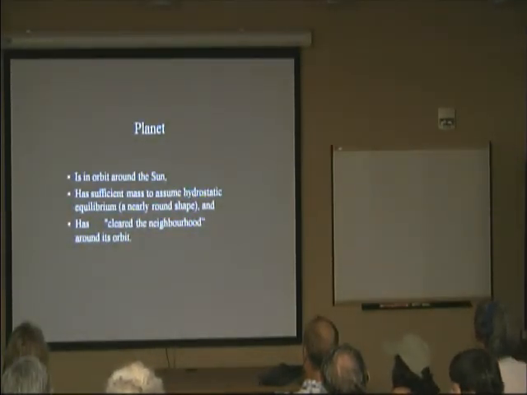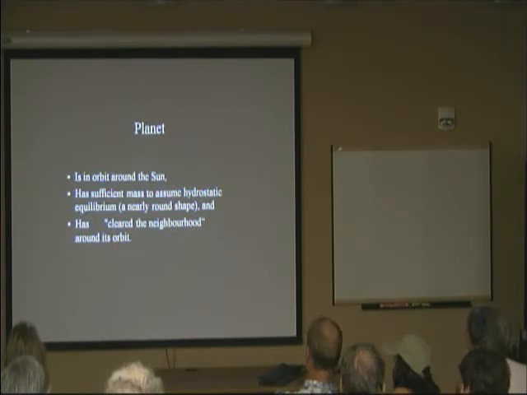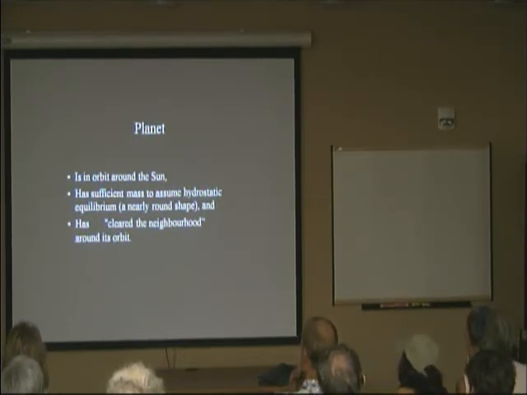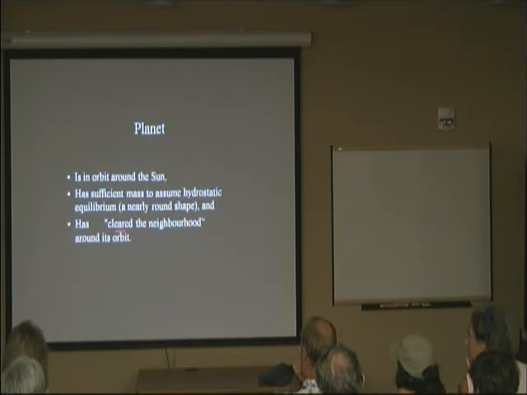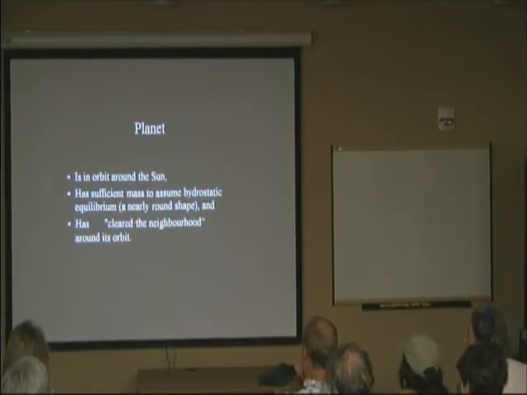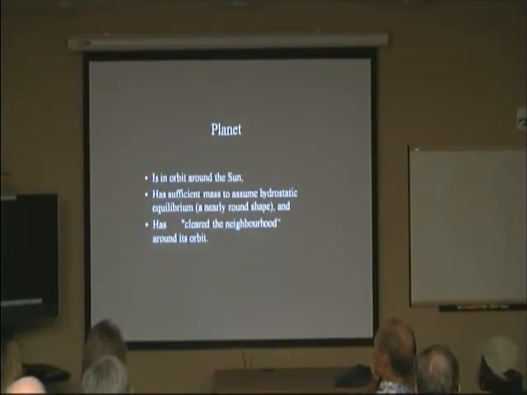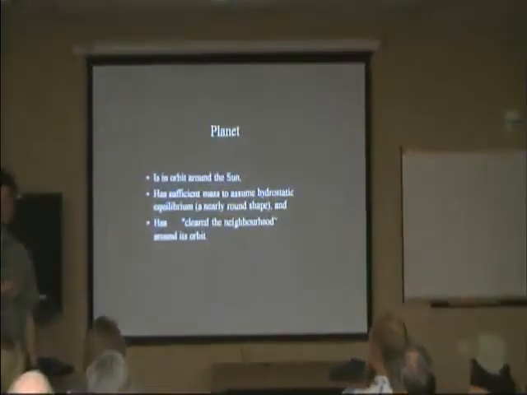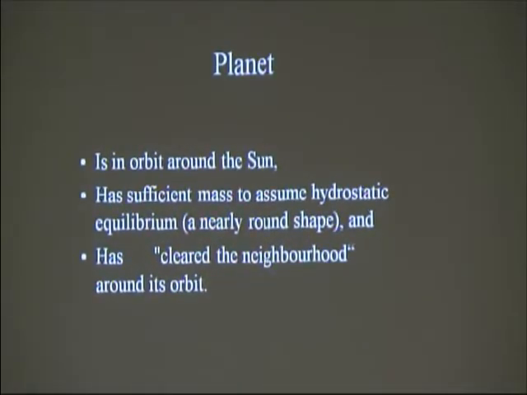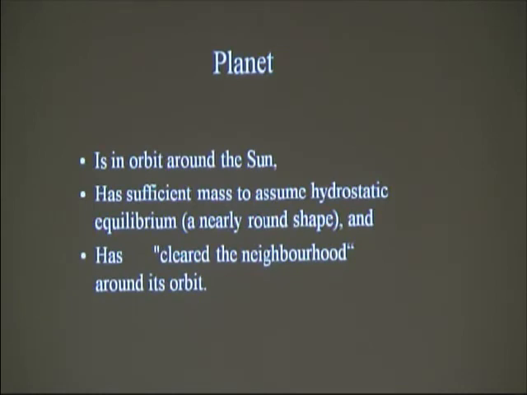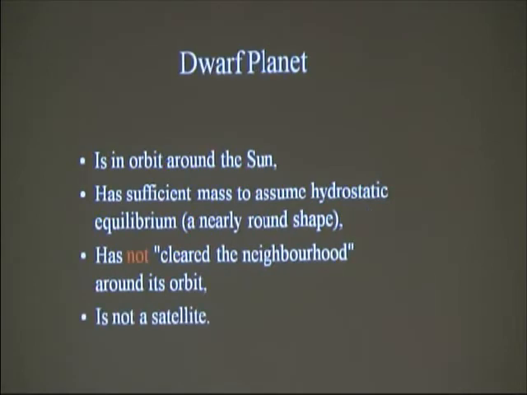Okay, this is the official definition by the International Astronomical Union of what is needed to be a planet. First, it needs to orbit around the sun. It has to have enough mass to assume hydrostatic equilibrium, or else be round, as we talked about. And it has to clear the neighborhood around its orbit. It needs to dominate the orbit. And this is not such a clear definition, as I will show you. If you orbit around the sun and you're round, but don't clear the neighborhood, we call it a dwarf planet.